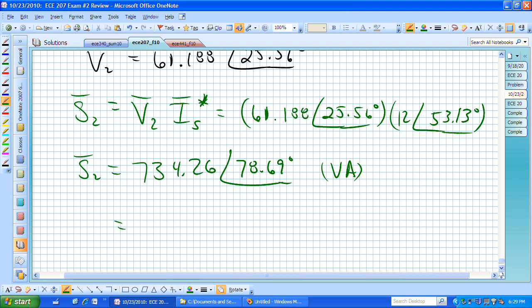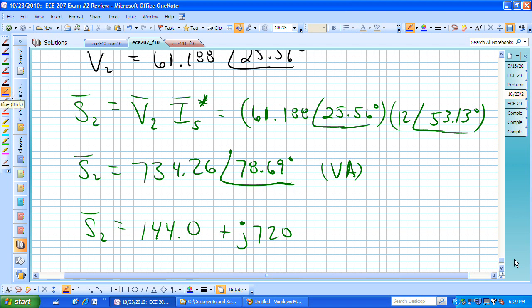The real part being 734 times cosine of 78, or that will then be, for S2, not very much, because the cosine of that large of an angle is not going to give you much of a number. So we have 144 plus j, and the sine of that is going to give you something pretty close to 1, where you now have S sub 2 is 144 plus j720.